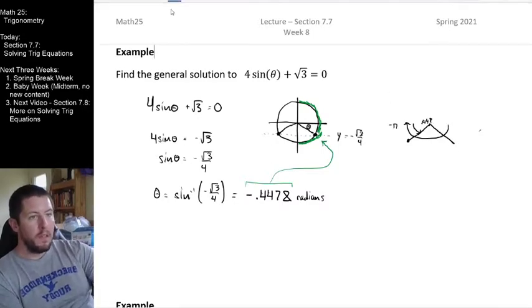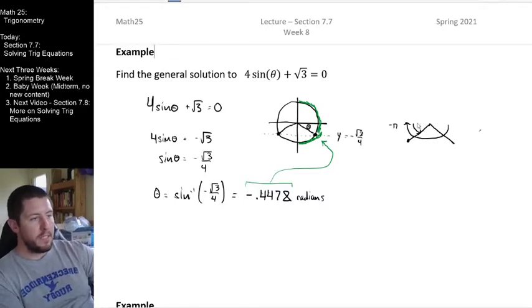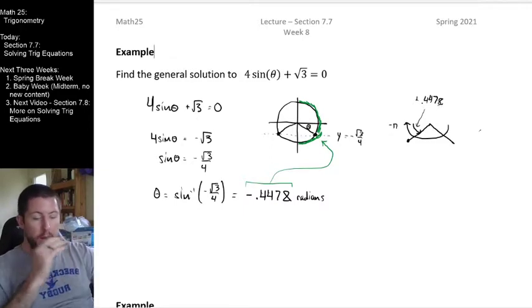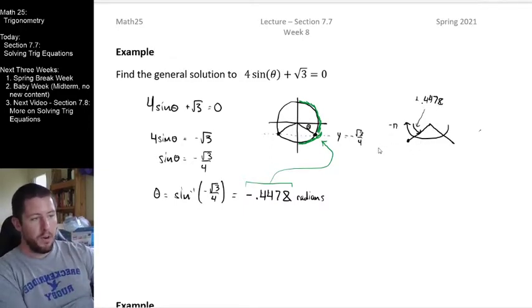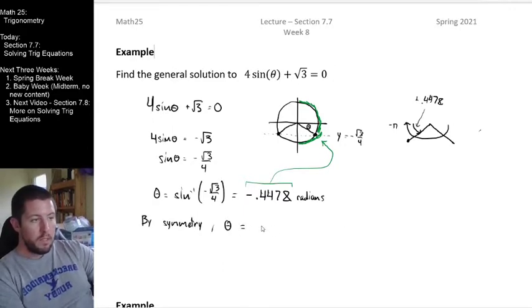Right? I wrote that too small right there. So that's my mental process to get us here. That guy right there, that's our positive 0.4478, because I did it in the appropriate counterclockwise direction. That is our positive direction of rotation. So I can see here that by symmetry, theta equals negative pi plus 0.4478 is also a solution.